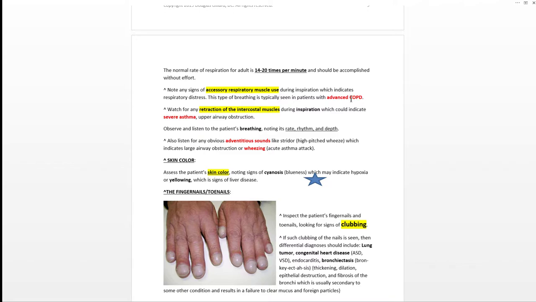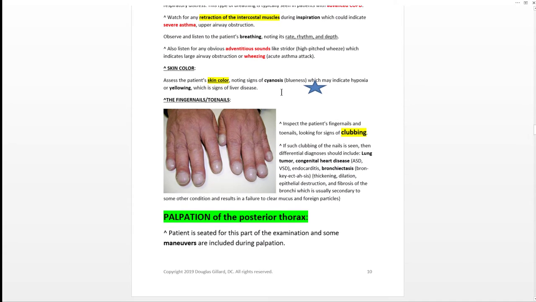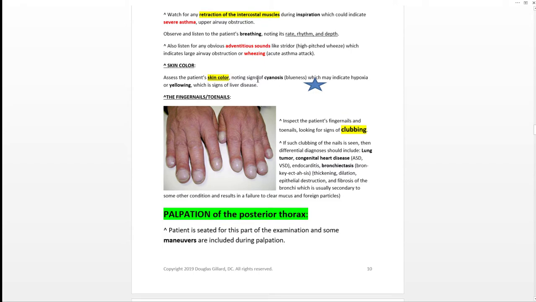Retraction of the intercostal spaces is the same as accessory respiratory muscles kicking in to help breathe. Listen for adventitious sounds. We're going to cover those down at the bottom. We will get those today. Notice the skin color, too.